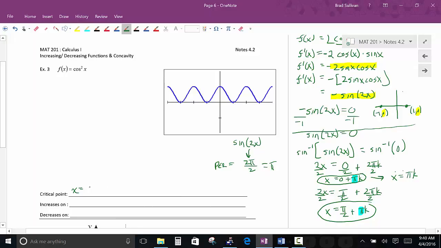So you could write, if you wanted to, x equals pi k, where k is an integer, and then you could write x equals pi over 2 plus pi k, where k is an integer also. And there's nothing wrong with writing it that way. It's just every time pi over 2 goes by, you're going to get the same 0 anyway. Okay? So we got that.